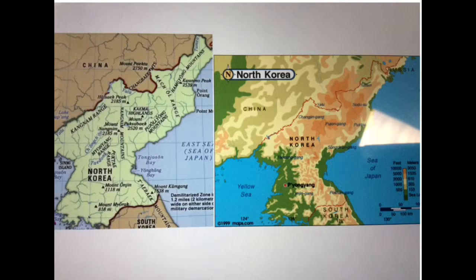The elevation of this country varies depending on a mountain's location and a plain's location as well. The highest point is Paktu Mountain at 2,744 meters, and the lowest point is 0 meters at the coasts.